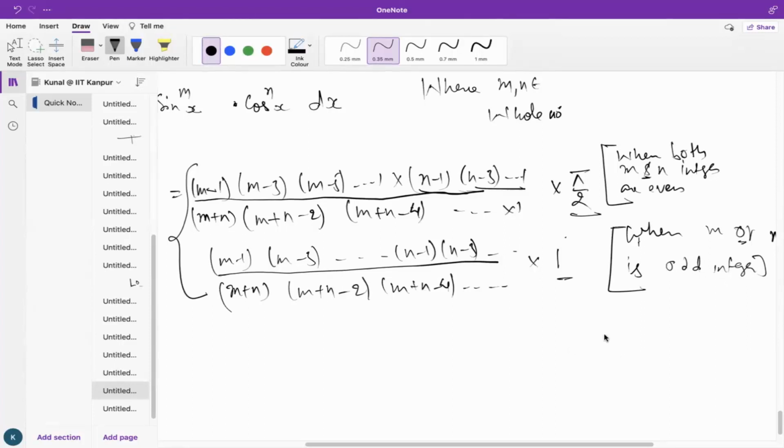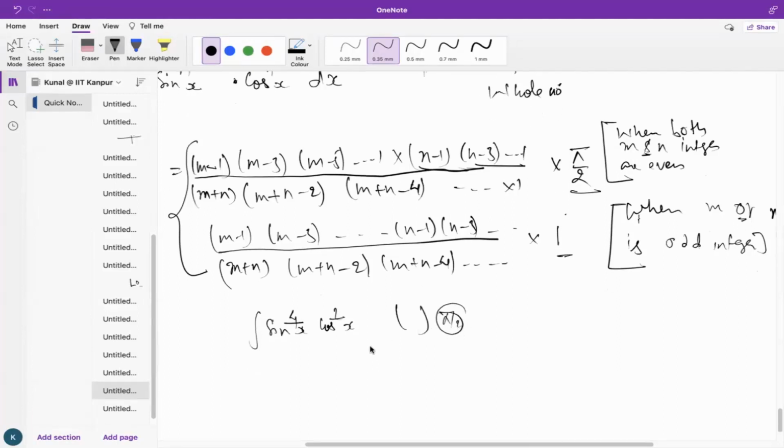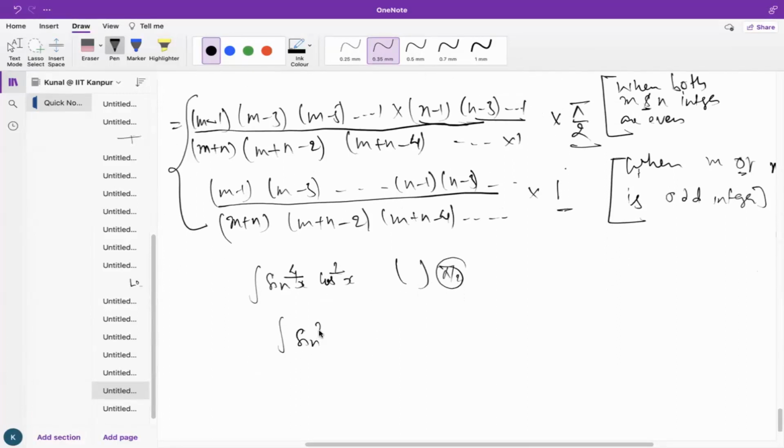Like if both m and n are such as sine 4x cos square x, both m and n integers are even, then we multiply it here by pi by 2. But if there is sine square x and cos cube x, and we are doing from 0 to pi by 2, then one term is even and one term is odd. So either m or n, one is odd now. So we have to multiply it here by 1.